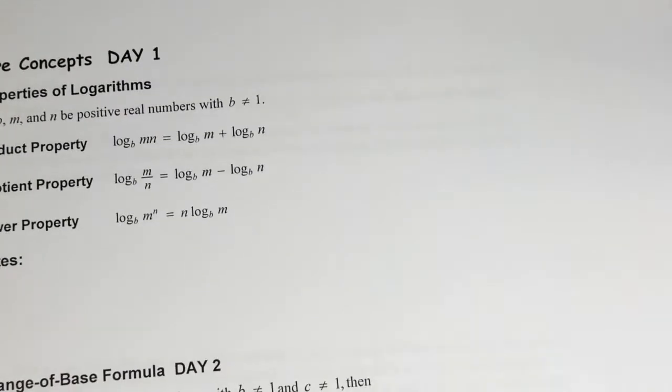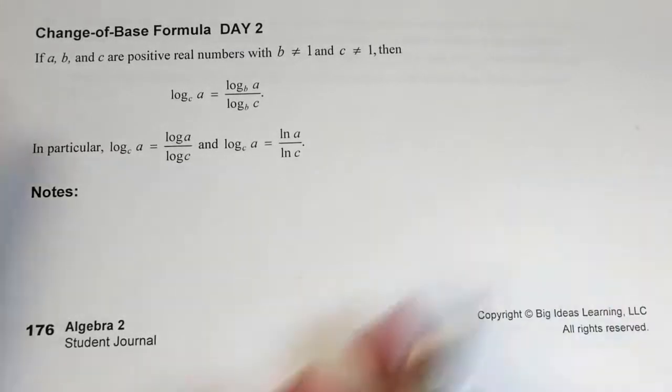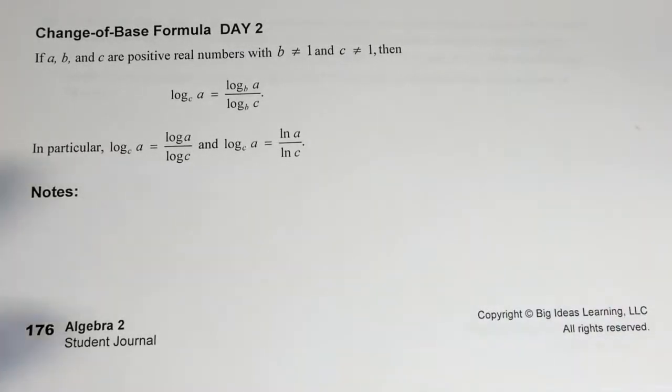This is section 6.5 in your student journal. We're working on logarithms. Today we're going to be working on the change of base formula. This is at the bottom of page 176 in your student journal once again.